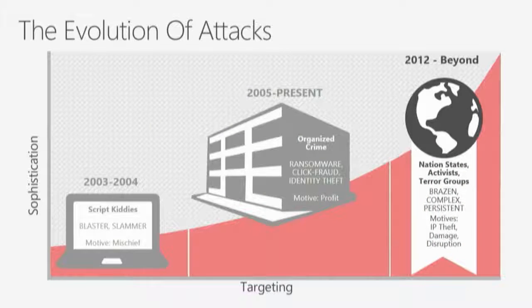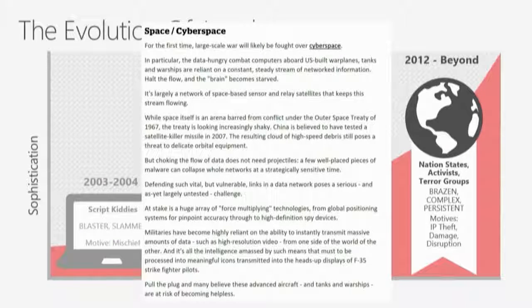If we go from about 2012 beyond, all of a sudden it's nation states, it's terrorist groups, it's activists, and it's more about high-level disruption. It's about IP theft, damage, all those type of things. And there was just an article that I had taken a clip of. It was talking about the situation in the South China Sea between China and some of the other countries around there and the US coming in and the likes.